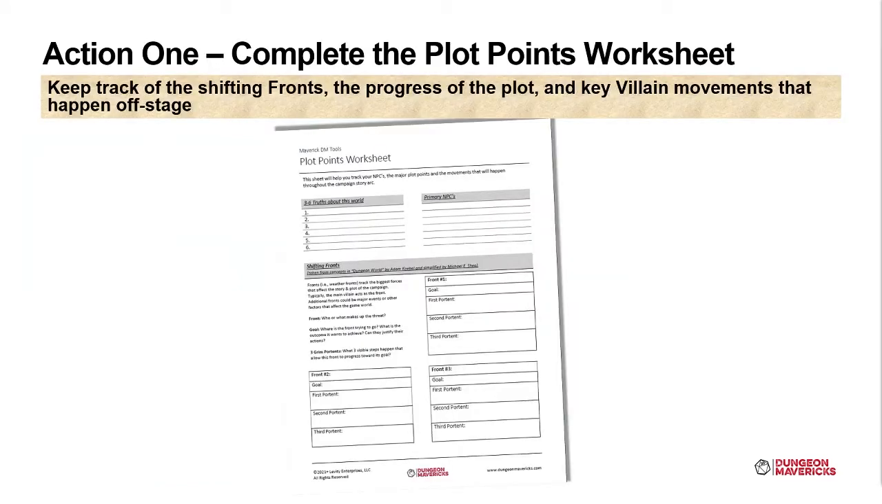The first step is to build out a plot points worksheet, and these ideas were taken from Dungeon World, but simplified by Michael E. Shea. And the way that these work is that we keep track of all the different villains and the movements that are happening off stage and how the plot is progressing. This lets us keep track of everything that's going on in the background while our players are out adventuring.